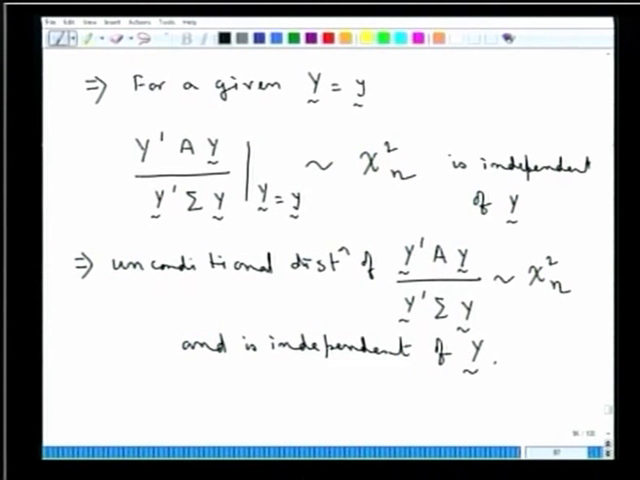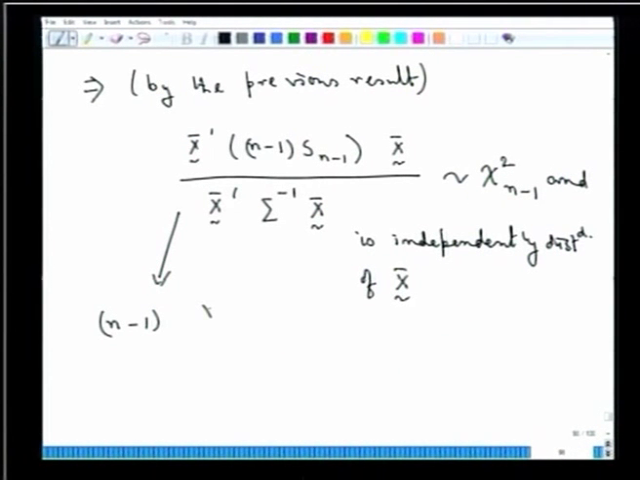So that would be having this chi-square distribution, and hence this distribution here, this x bar transpose S_{n-1} into x bar, this divided by... there is no inverse here, the inverse will come in the next result. So this x bar transpose S_{n-1} inverse x bar, that divided by x bar transpose sigma times x bar, this will follow a central chi-square on n minus 1 degrees of freedom.